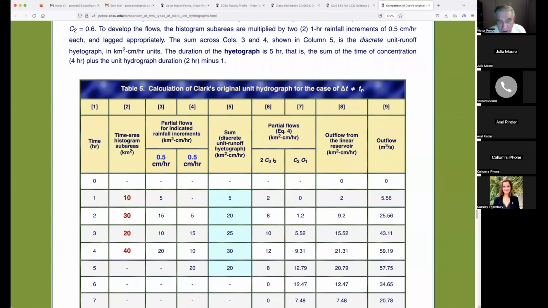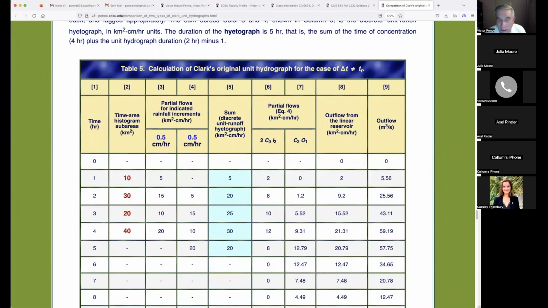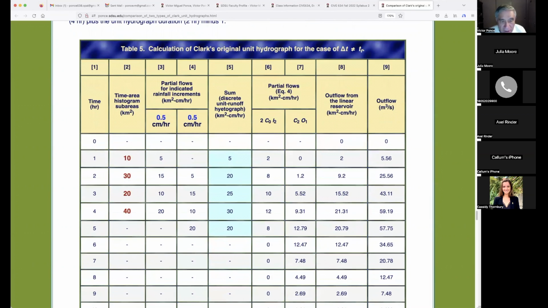As you can see, 1 centimeter in 2 hours is 0.5 centimeters per hour. That's in the blue in there. We have to discretize, separate it, and then do the computation accordingly, the time area method. So we come in here, this 1/2 is 5, 15, 10, and 20. And this one is also 5, 15, 10, and 20, but it is lagged. So we have the sum, the discrete unit runoff hydrograph. This is it. Okay.